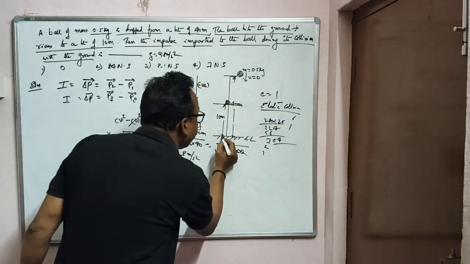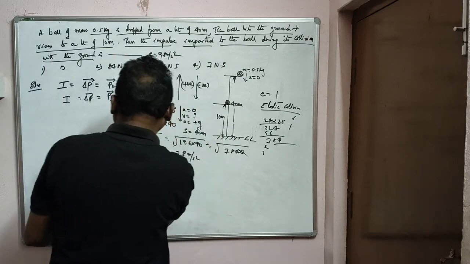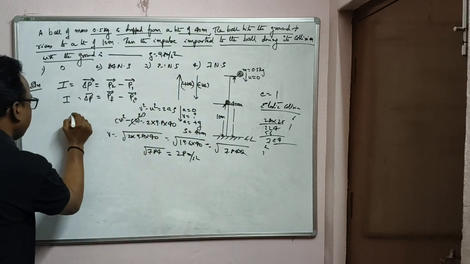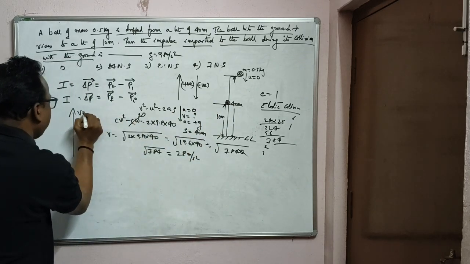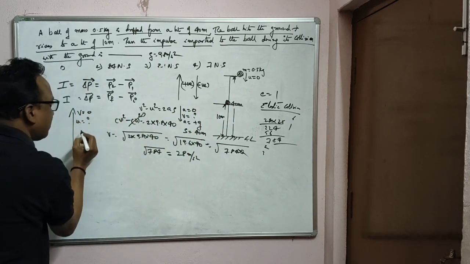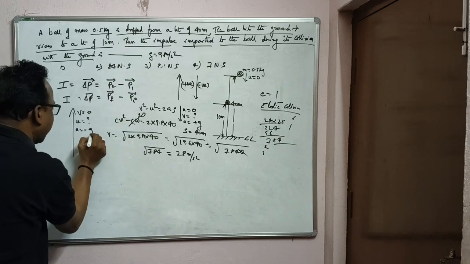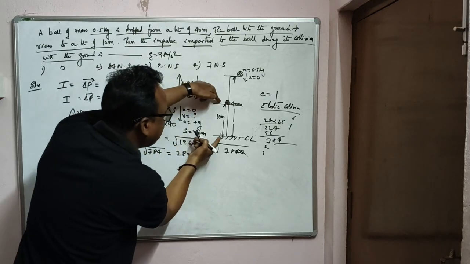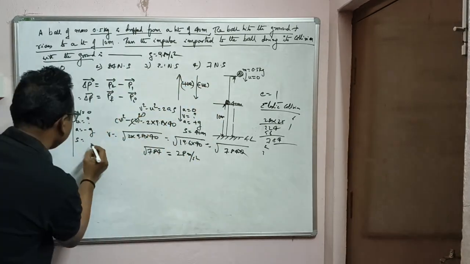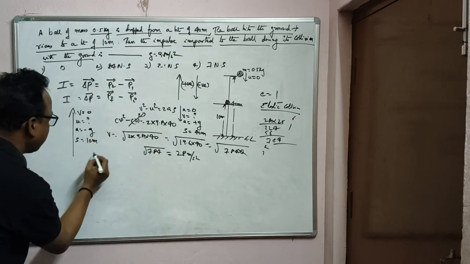In the same fashion, after hitting the ground, you can find the velocity. Again use the same equation, this one, in the upward direction. At the highest position the velocity is 0. You have to find out u. The acceleration I will take here is minus g in this case. And the displacement will be 10 meters. It has risen to a height of 10 meters.